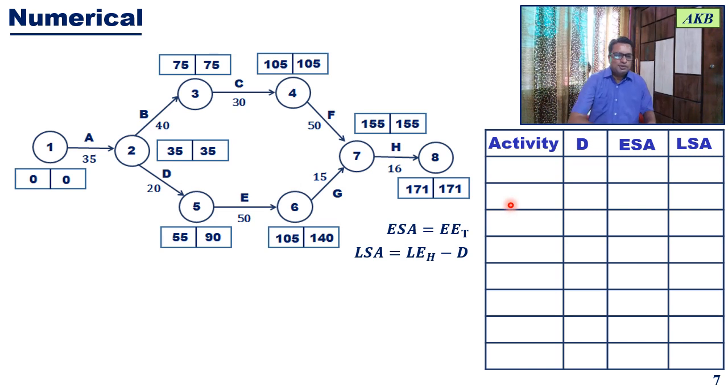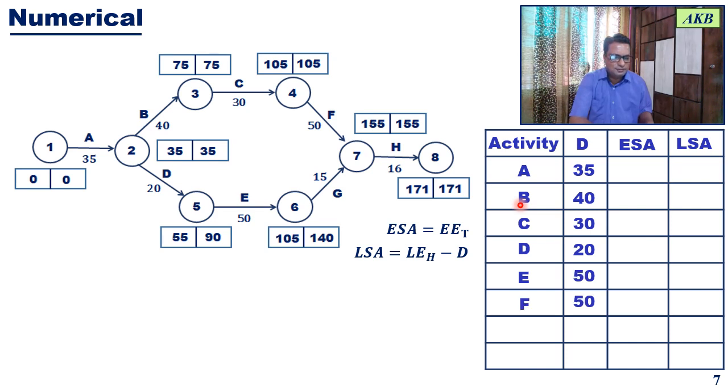So let me first list all the activities. We have activity A, duration 35, activity B 40, activity C 30, activity D 20, activity E 50, activity F 50, then activity G 15 and activity H 16. So I have written all the activities, and for each of those activities I have listed the durations. Now let us do the calculations for earliest start time.